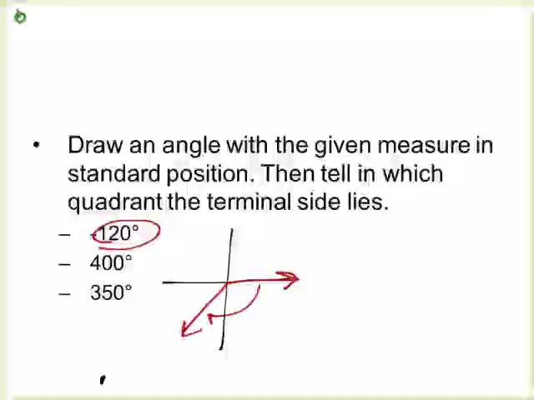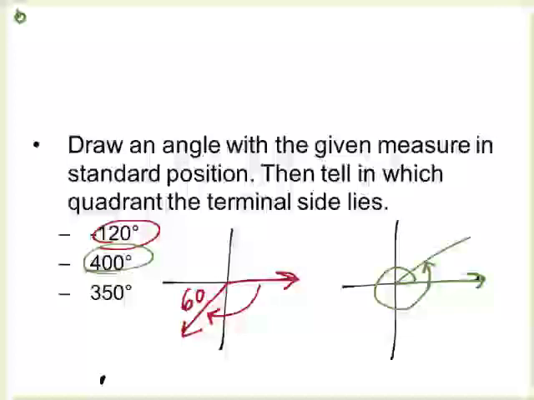Which would put me about here, 60 degrees before the 180. So please do not say 30 past 90. Please instead say 60 until 180. We want it next to the x-axis. For 400, 400 is more than one full circle. Begin at the positive x-axis and spiral around. How much more than one circle is it? 40.